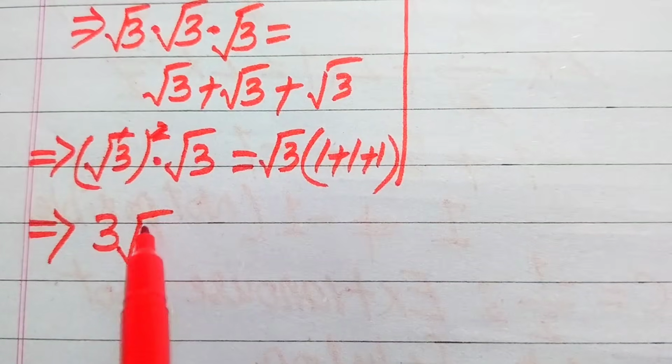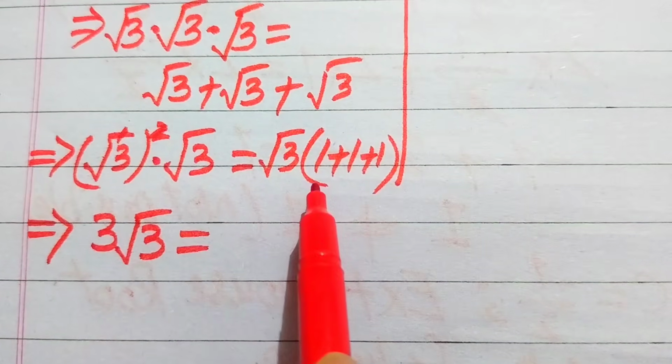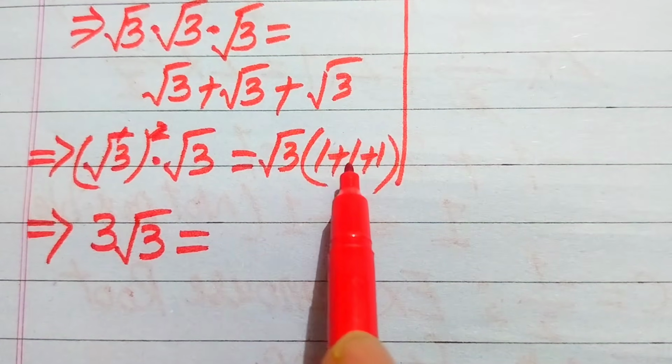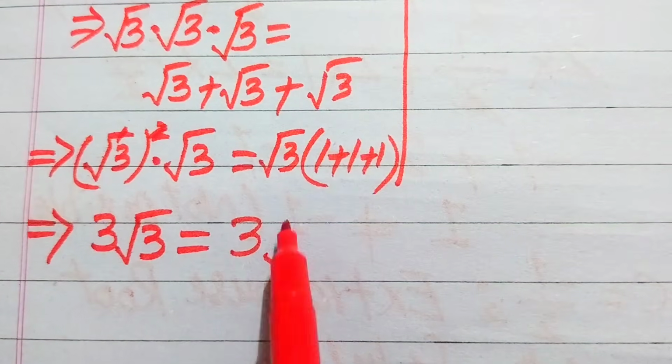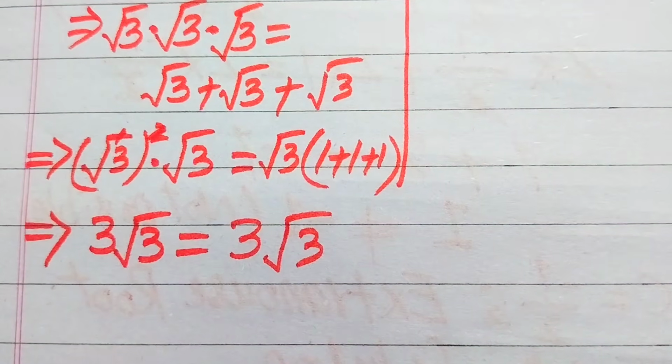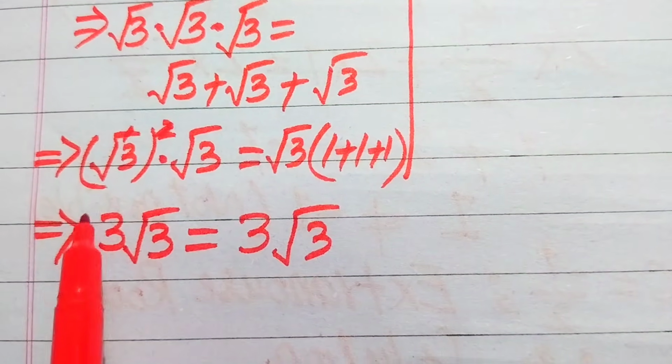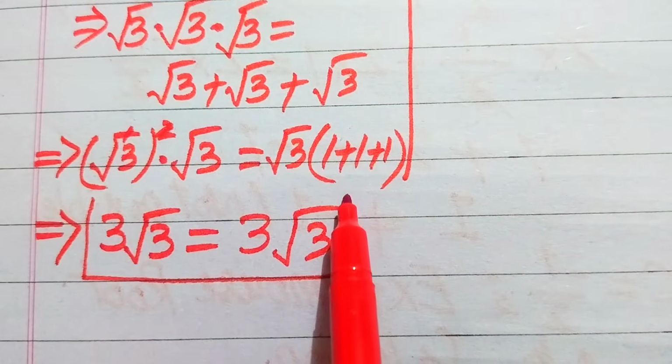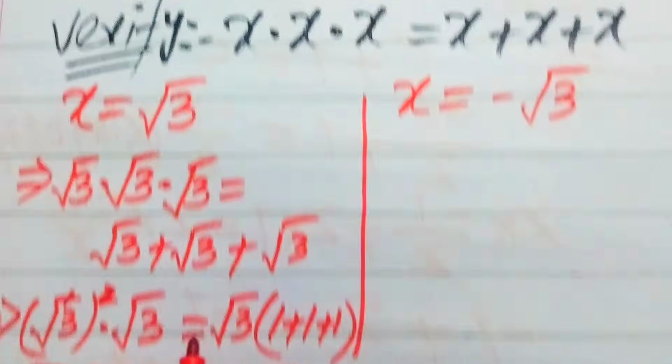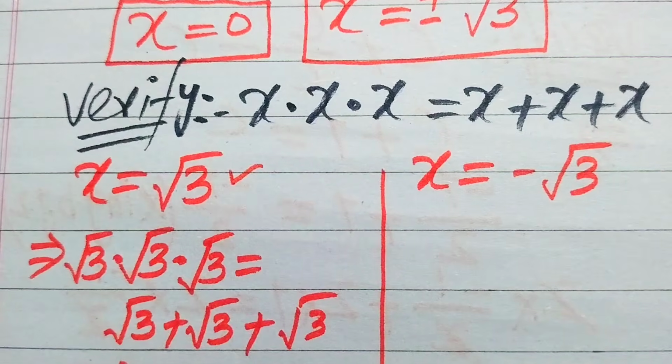and we get in the left hand side 3 times square root of 3 is equal to, here we get again 1 plus 1 plus 1 becomes 3 times square root of 3. So you see that both of the sides are equal. It means that the value x is equal to square root of 3 satisfies our given question statement.